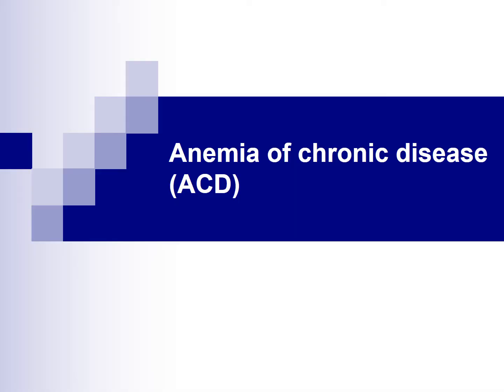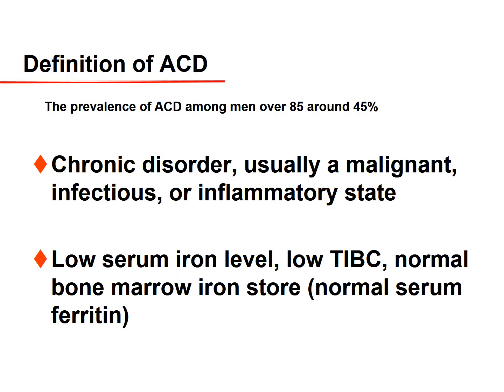The next one is the anemia associated with chronic diseases. Now, this is usually seen in men over 85, especially in hospitalized ones. There is a very huge number of people suffering from anemia of chronic disease. Usually these patients suffer from chronic disorders such as malignancy or infectious or inflammatory states.